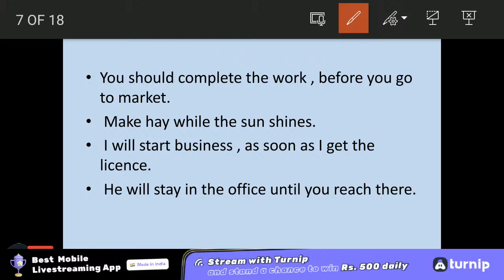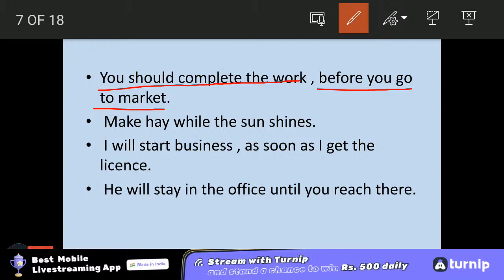कब use करते हैं हम subordinating conjunction? If I say before you go to market, so is the sentence complete? No, this sentence is not complete. If I am adding further the clause, you should complete the work, so now the sentence becomes complete. You should complete the work before you go to market.